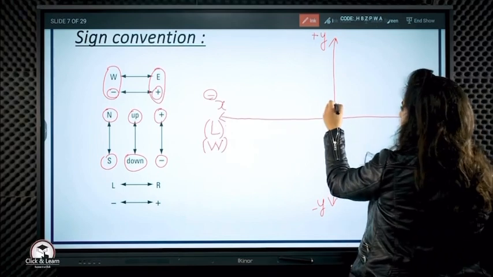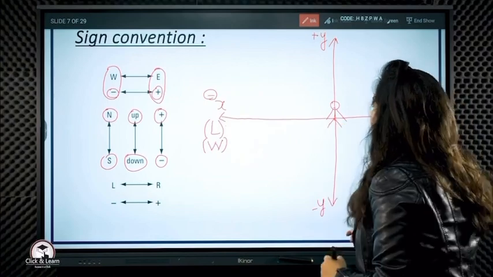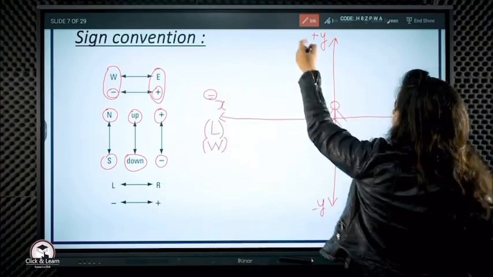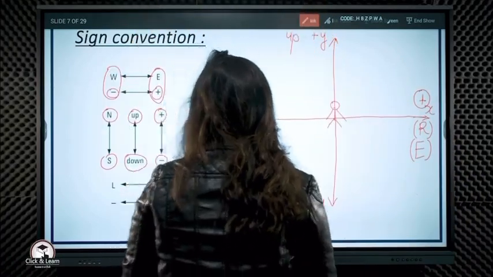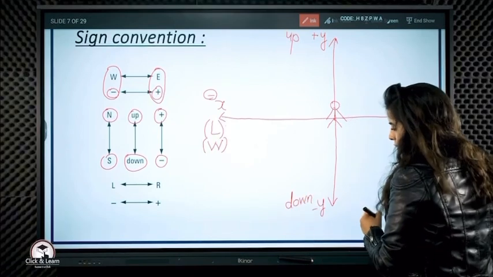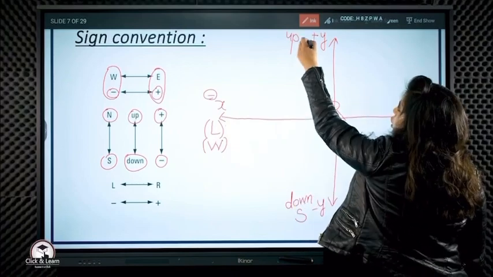So assume that you are standing in the middle of the coordinate system. My head up is going to be the positive y, and down is going to be negative y, and it is south and north.